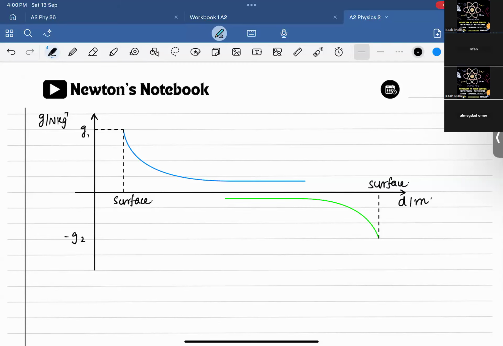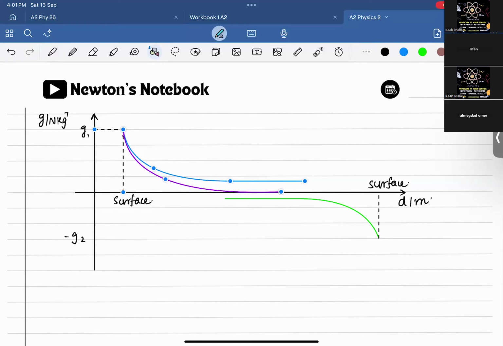But if we try to draw their resultant graph, the resultant graph would look like this. It should start like this, and it will be like that.